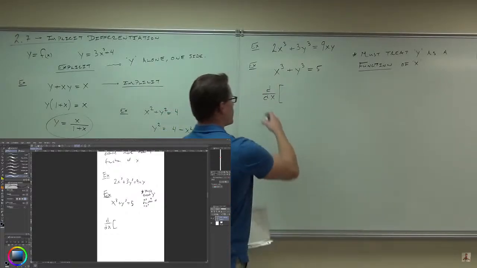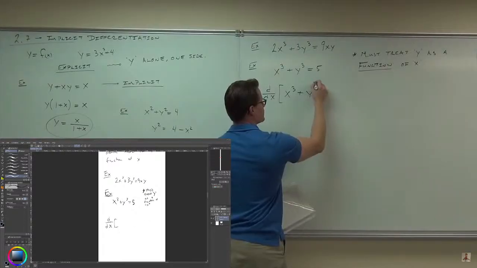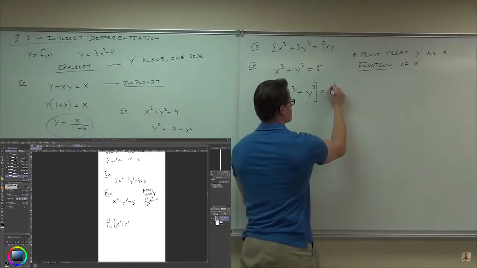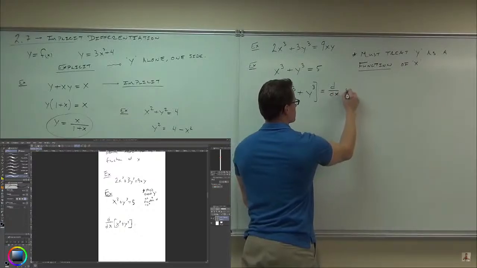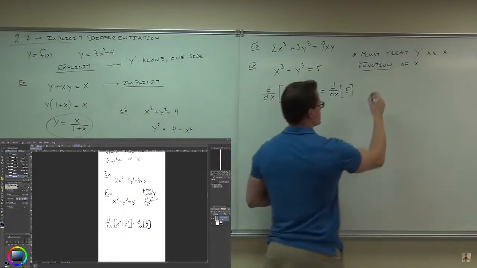So we're going to take a derivative of x cubed plus y cubed, and that equals, what do you think, 5 or the derivative of 5? Derivative of both sides. So we treat y as a function of x that we simply just don't know. We don't know what y actually equals, and we don't really care. Here's our steps then.